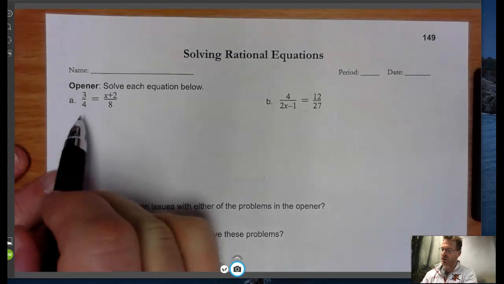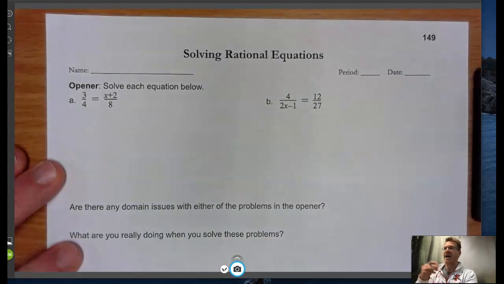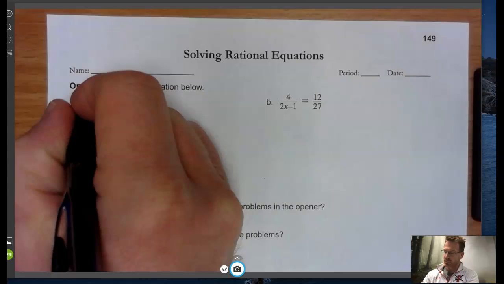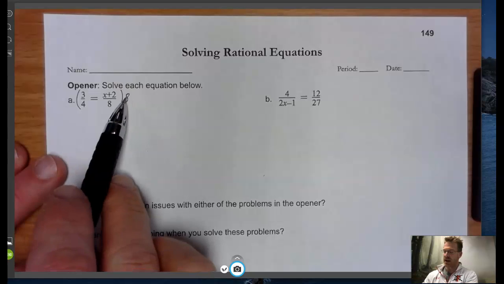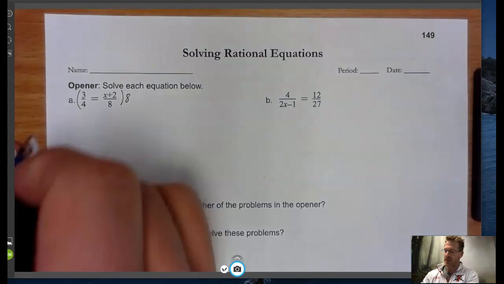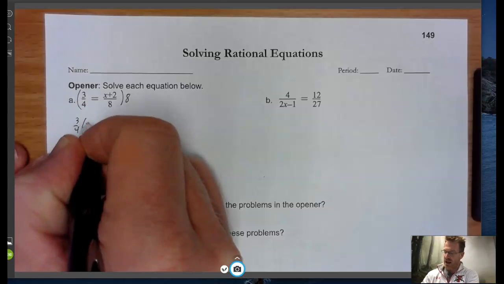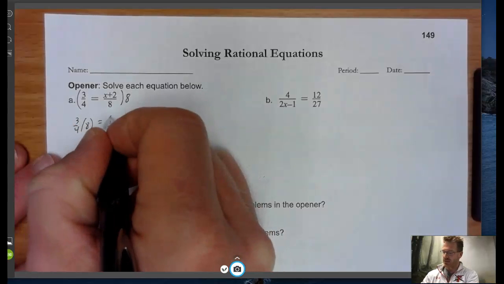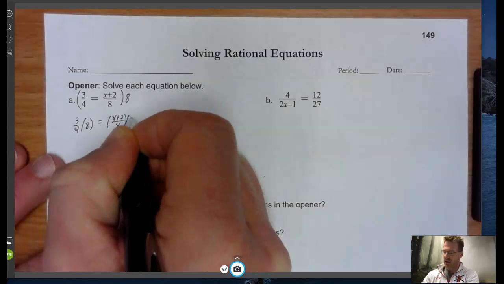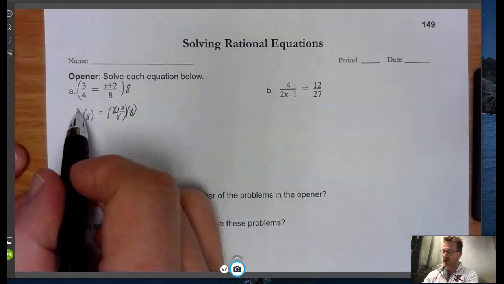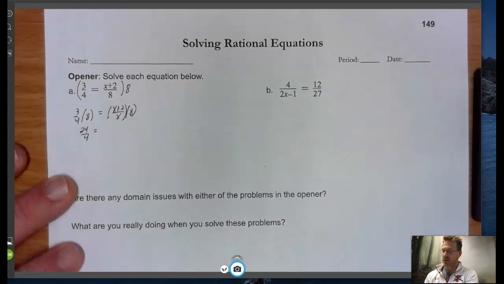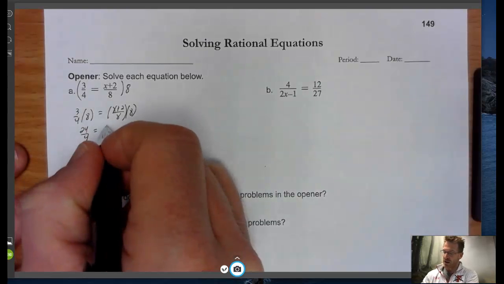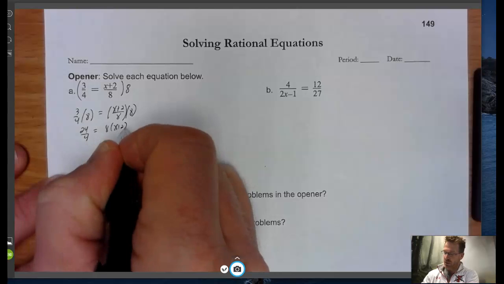So for example, when I look here, 4 and 8, if I had to get a common denominator, it would be 8 on both sides. So notice what I could do here is multiply everything by 8. When I did this, I would have 8 times this, which would be 3/4 times 8, equals 8 times x plus 2 over 8. Notice what I get here is 24 over 4, which would reduce to 6. And then over here I'd have 8 times x plus 2 over 8 like that.